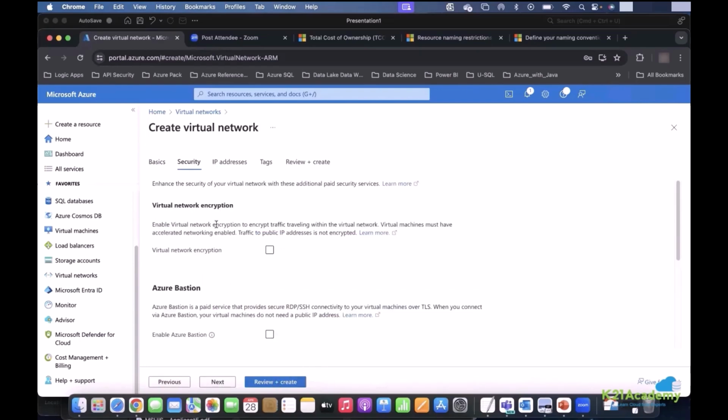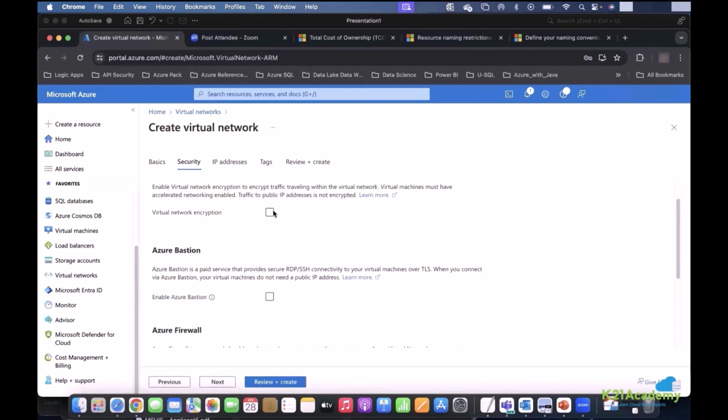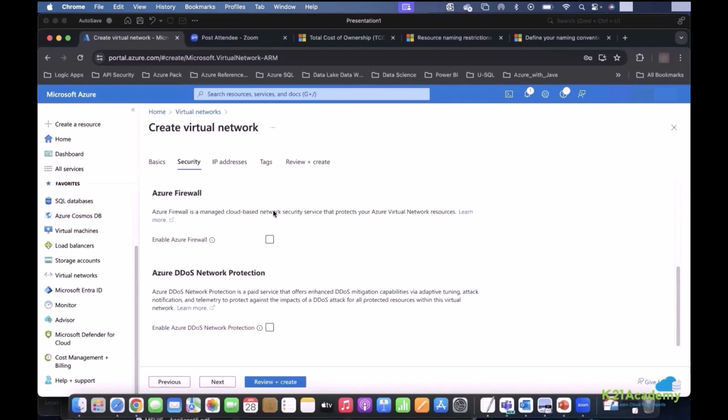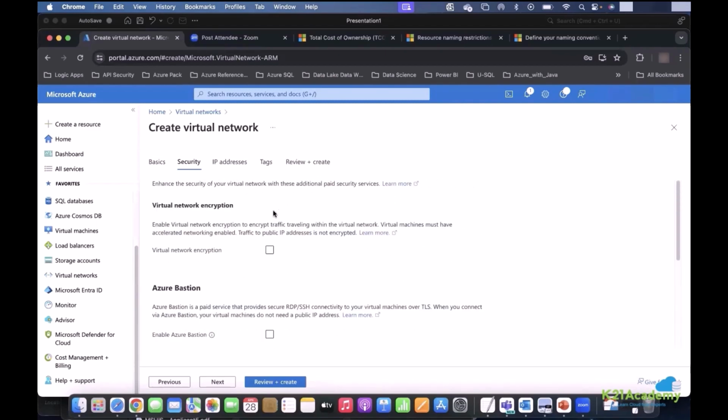The next option is basically security and so on. When we are going through this particular virtual network, there are a couple of additional features associated with your VNet.